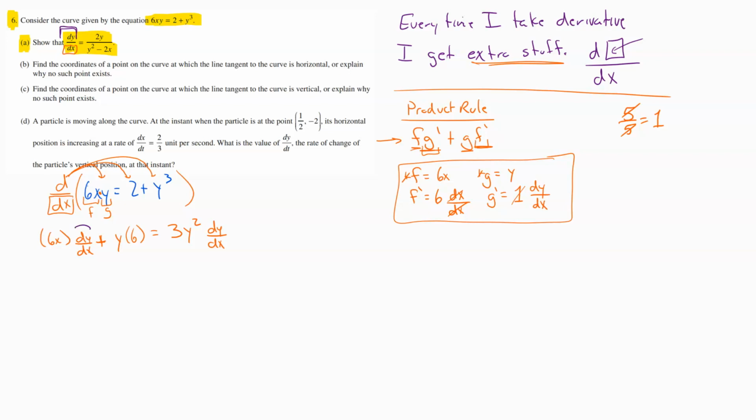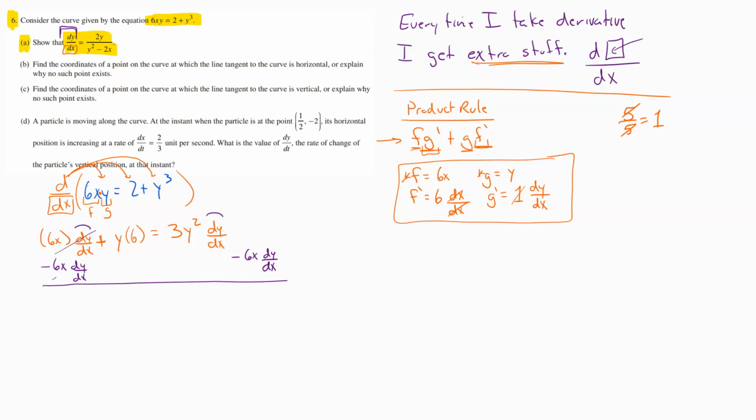I'm trying to get dy dx by itself. When you've got multiple dy dx's in a problem, the game becomes the same every single time. You want to get everybody that has a dy dx on one side of the equals, and everyone that doesn't have a dy dx, you're going to move to the other side. So the easiest way for me to do that is just to move this one piece from the left side over to the right side. So minus 6x dy dx.